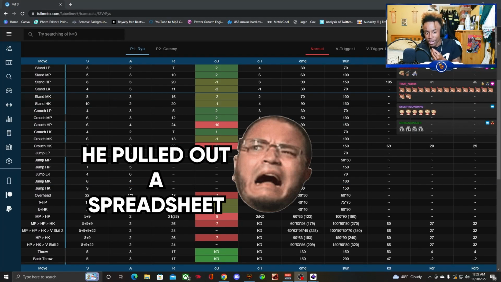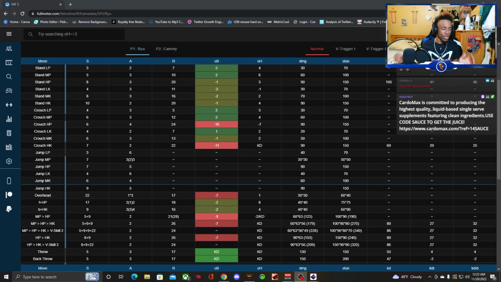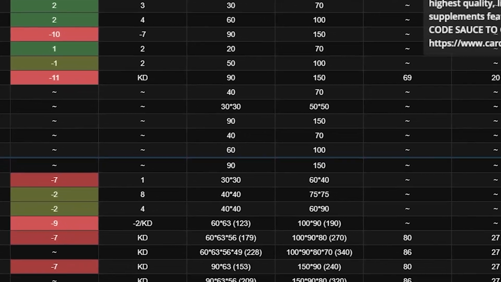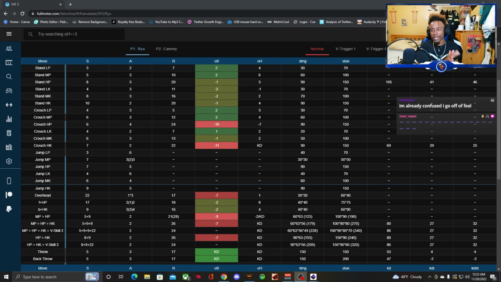This right here is Ryu. This is the path of my destiny. When you first look at this sheet, you see a bunch of numbers, like I said: standing LP, standing MP, heavy punch.